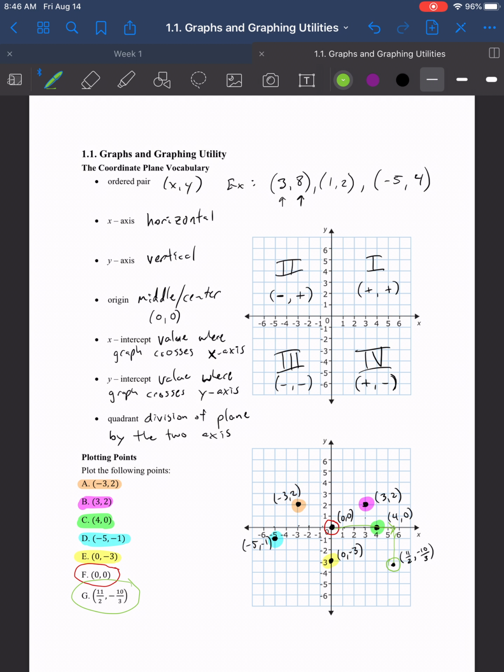Get rid of those. Oops. Get rid of these little extra marks. And there are your points. All right, so it's pretty much just like that. First one tells you how far in the positive or negative direction to go next. The second one tells you how far up or down, positive or negative on y to go.